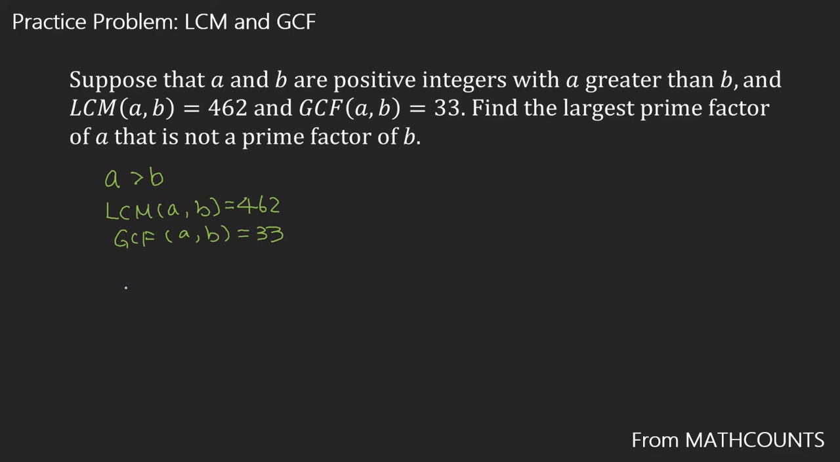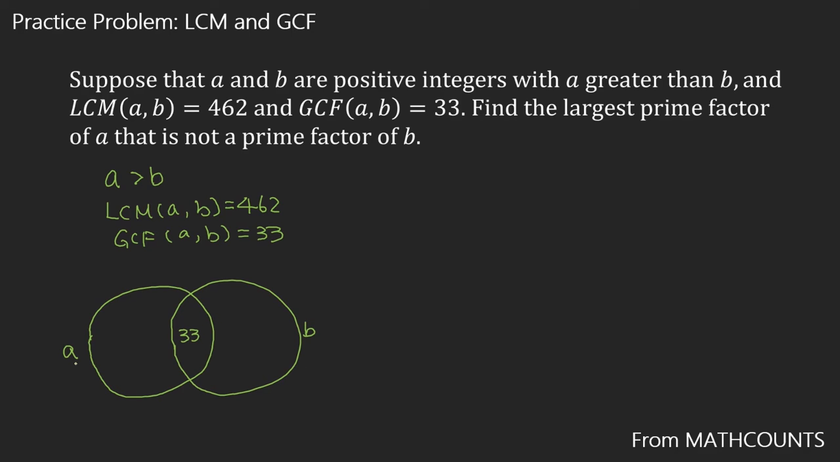So usually when we have both LCM and GCFs, a Venn diagram can help us sort through the relationships of the prime factors for these numbers. So let's first draw out our Venn diagram. We have one circle that will group in all the prime factors for a. Then we have another circle that will group in all the prime factors for b. Okay. The problem says the GCF between a and b is 33, so the 33 will sit in the center region where the two circles overlap.